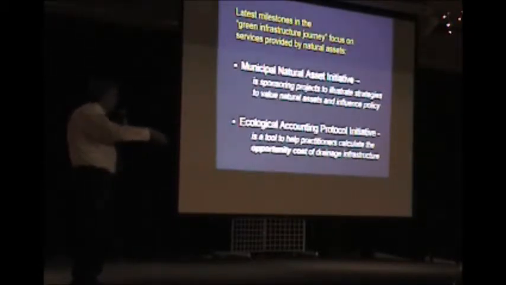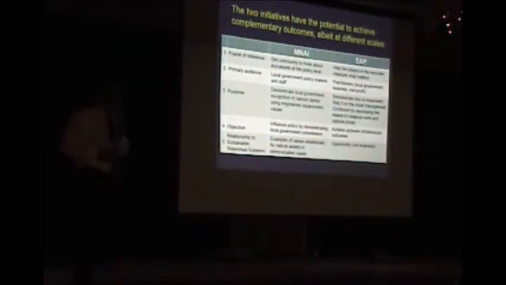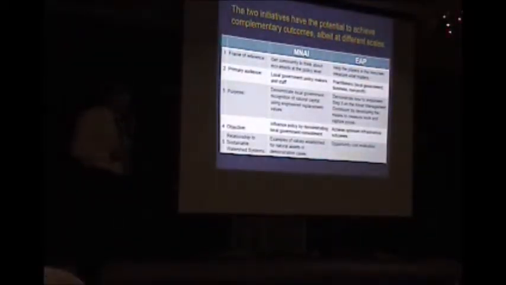And then with the Ecological Accounting Protocol Initiative, being undertaken through the partnership, through case studies, a tool to help practitioners calculate the opportunity cost. And that's a key phrase, right? The opportunity cost of drainage infrastructure, which really means making your decisions differently. So the quick comparison before I hand off, as they work out their opening moments here, is this: we have two initiatives. They have the potential to achieve complementary outcomes, albeit at a different scale.